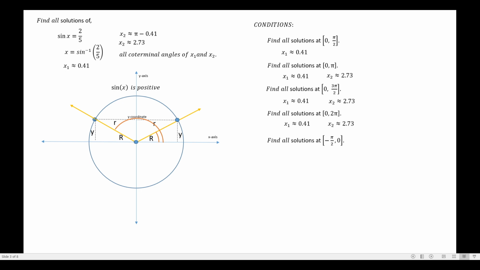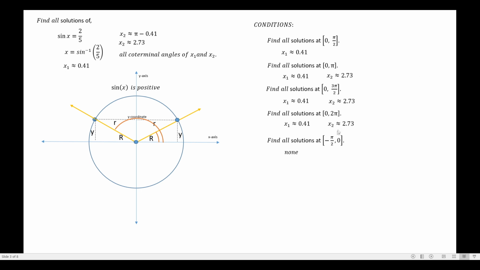If we have the reverse, then we have find all solutions at negative pi over 2 to 0. So this time, negative pi over 2 is here, moving to 0. That means in the fourth quadrant. And since there's no solution in the fourth quadrant, we can just say none or no solution.